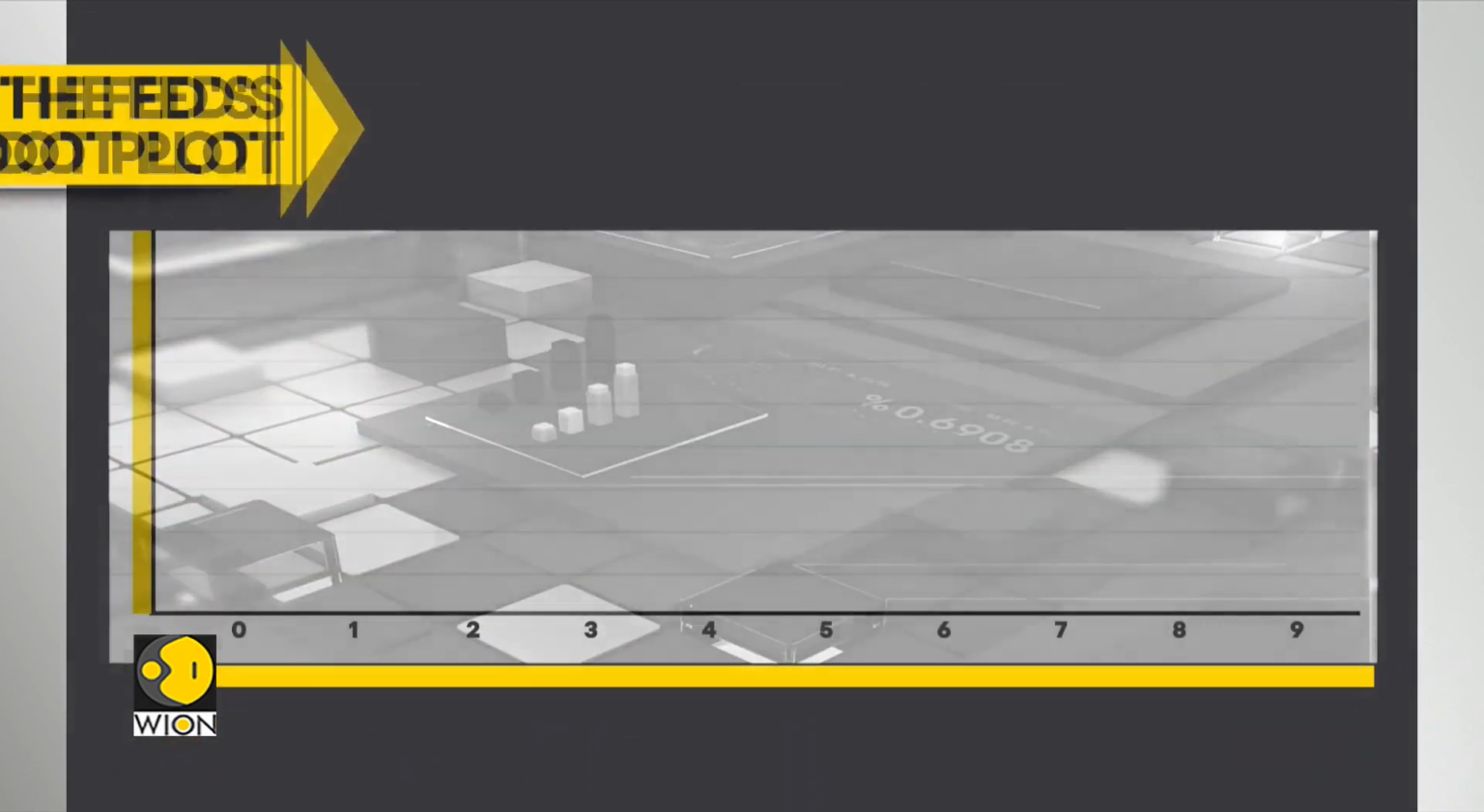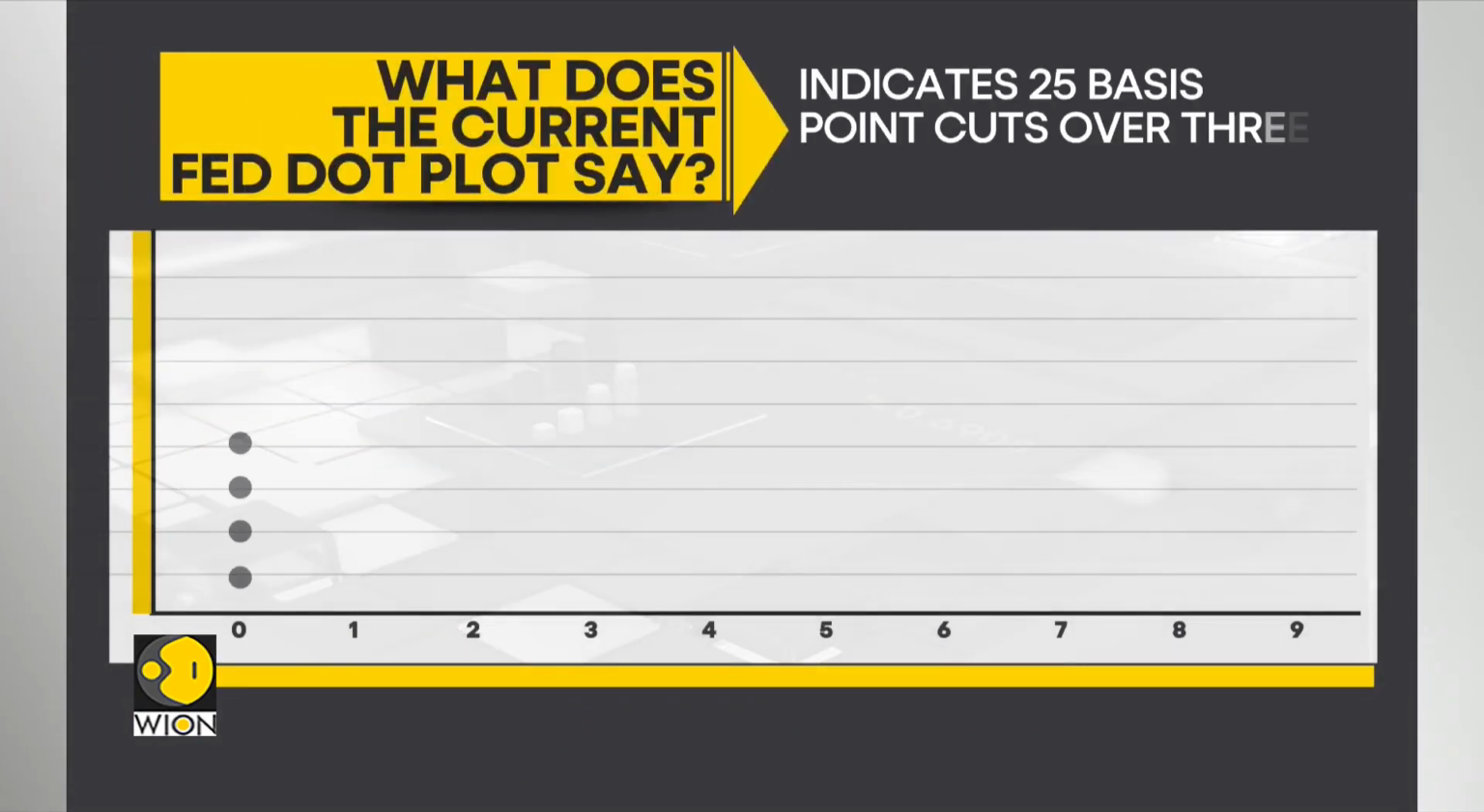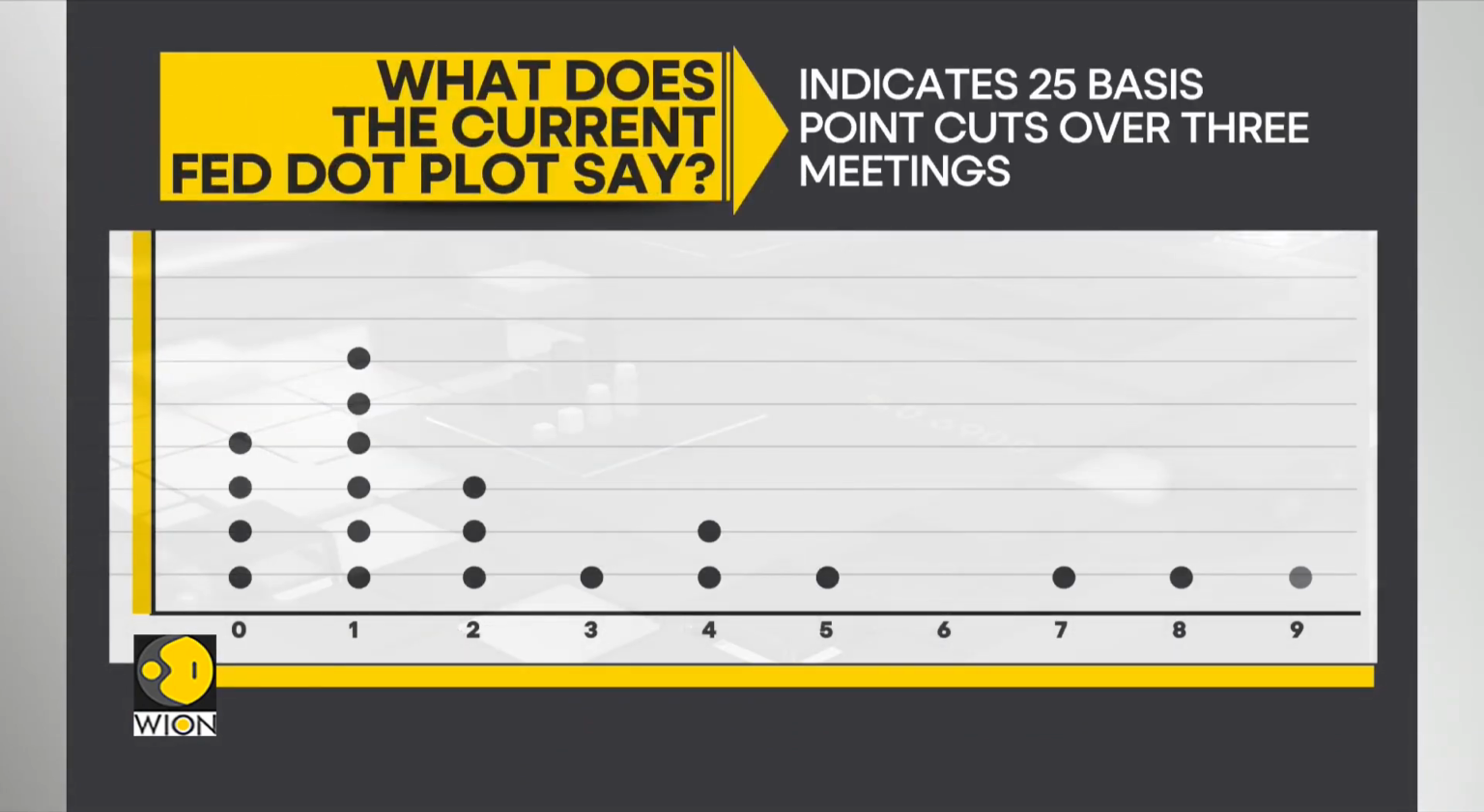The Federal Reserve's dot plot indicates what the members of the Federal Open Market Committee, or FOMC, believe should be the appropriate interest rate over various time periods. Since the highest number of Fed officials believe the lending rate should be around 75 basis points lower, the markets are pricing in rate cuts of 25 basis points over 3 meetings.